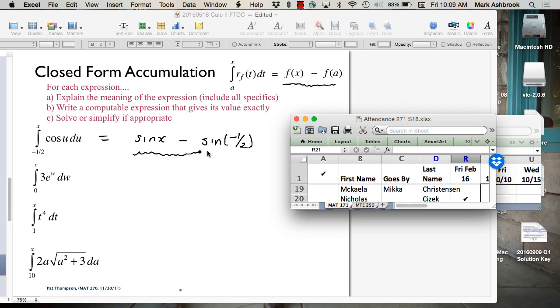Now tell me about that function. How would you describe what that function is? Okay, but what is the function? What does it do? Net change of?